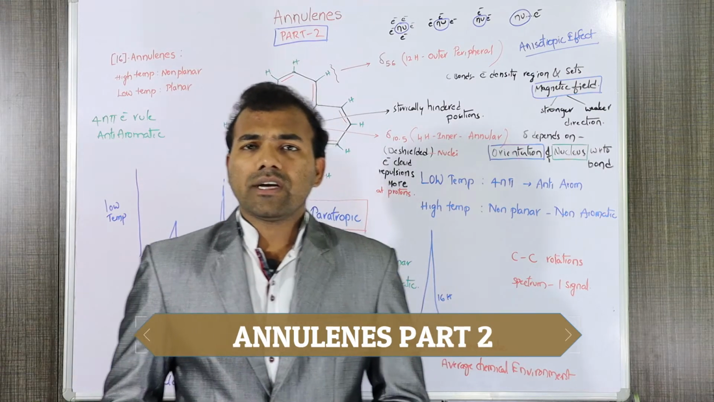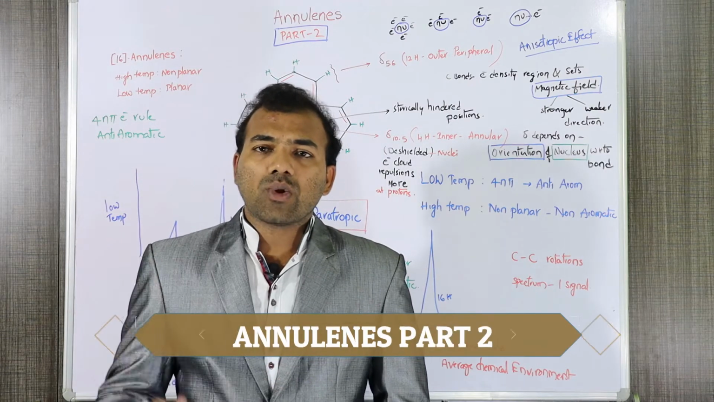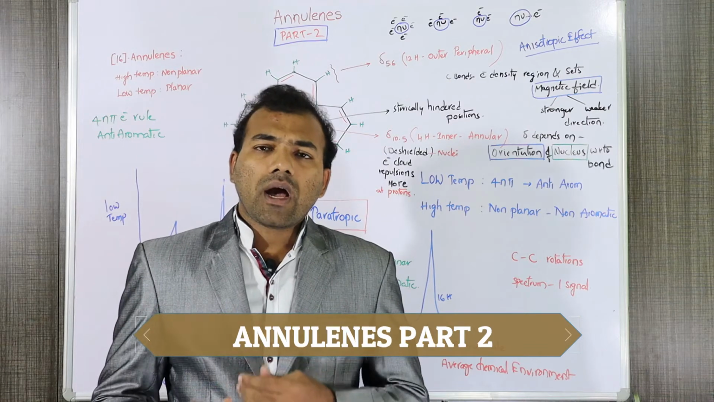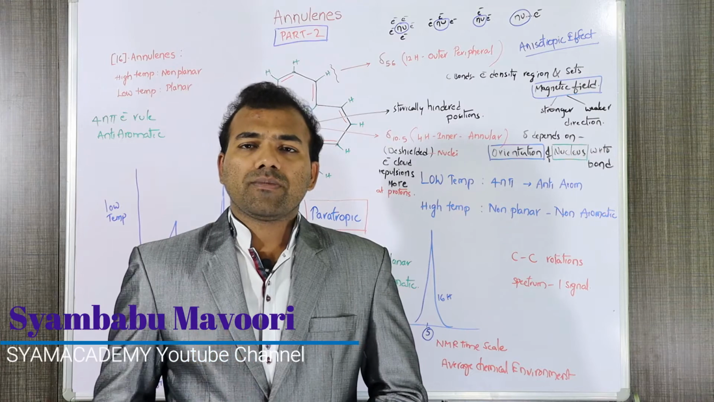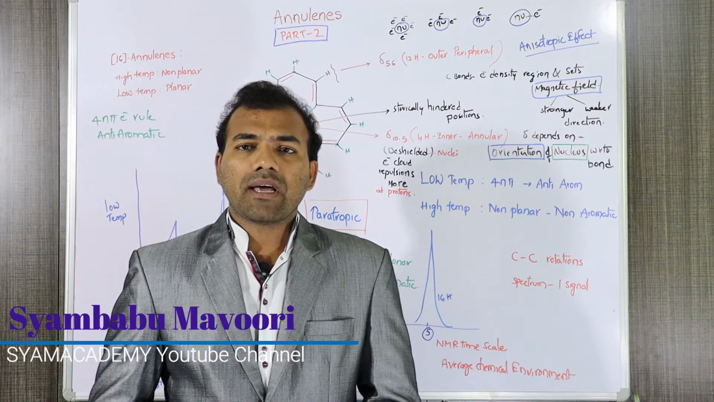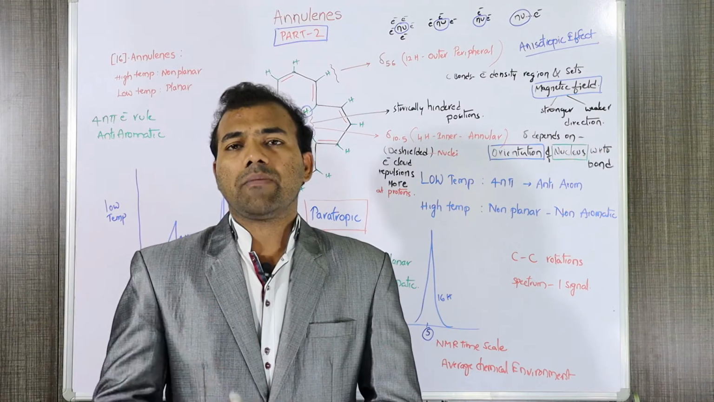This is the continuation class of yesterday's section. So this is the annulenes part 2. Before I explain part 2 of the annulenes, I just want to give you some introduction on the chemical shift values in H1 NMR.